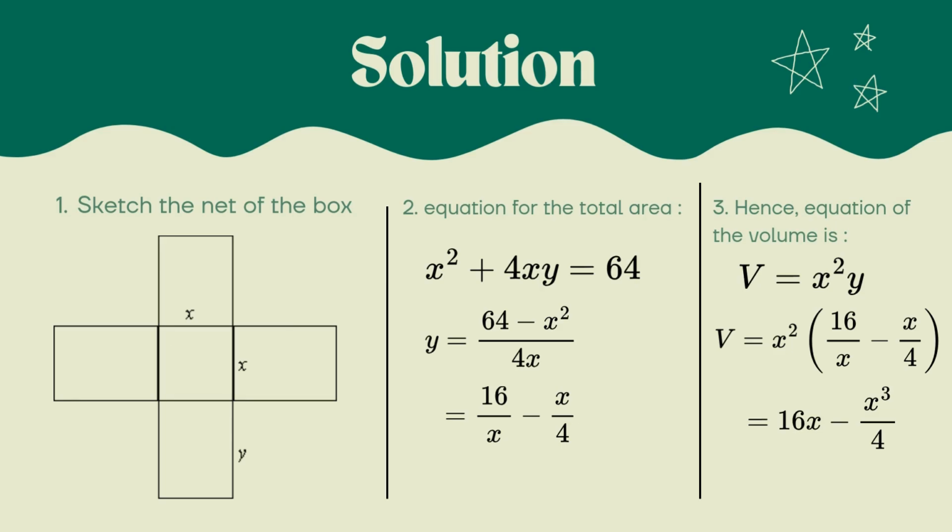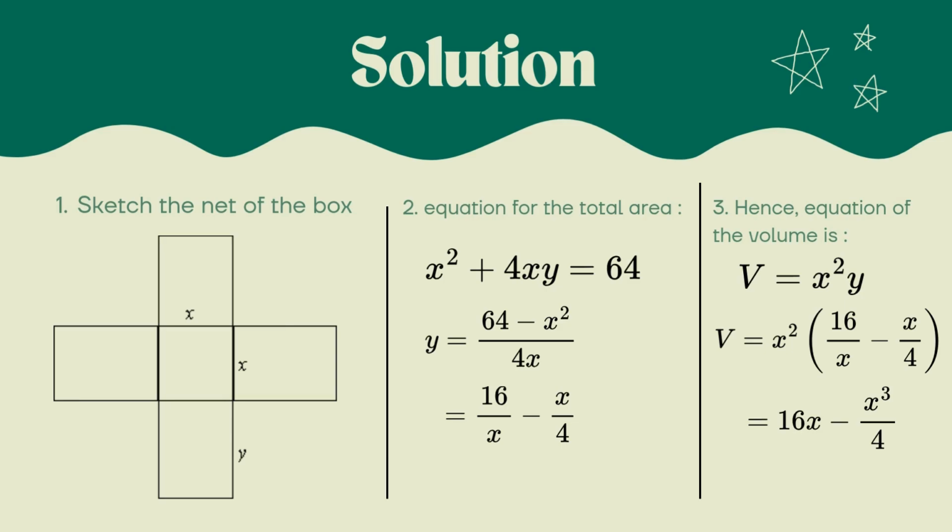As you can see, the area of this box consists of one square with side length of x and 4 rectangles, each with length x and y. Hence, the area of this box can be written as x squared plus 4xy equals 64. Hence, y is equal to (64 minus x squared) over 4x, and the value of y is equal to 16 over x minus x over 4.